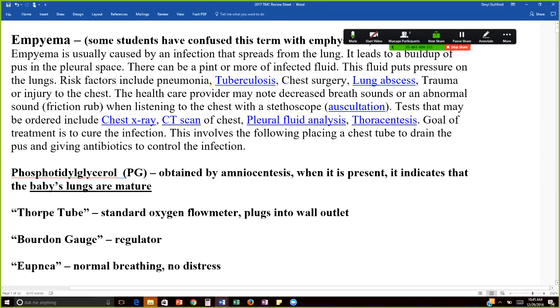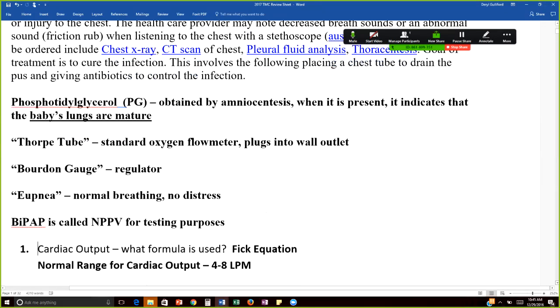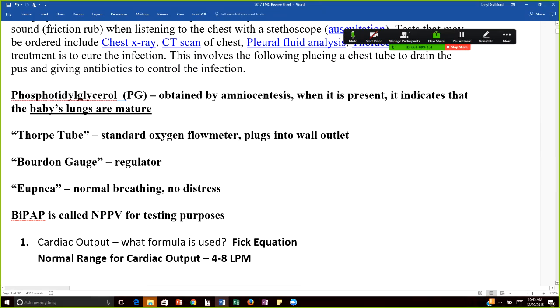Thorpe tube. Every day in clinic, you work with an oxygen flow meter that plugs into the wall. It's got the little ball that floats, all right? You may not have heard it called a Thorpe tube, but you definitely need to know that it's a Thorpe tube so that you can answer a question about it if you get one. By the way, I don't have any idea what questions you will get on your test. Every test is different, but we've heard many, many times students asking, what's a Thorpe tube? So certainly you're going to need to know. A Thorpe tube is a standard flow meter.